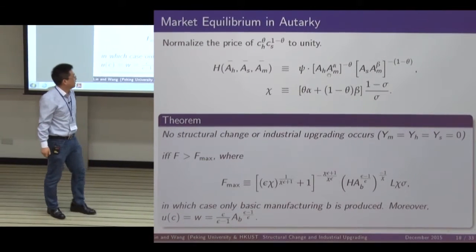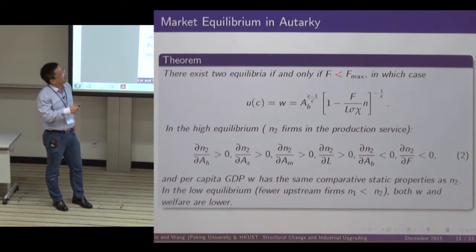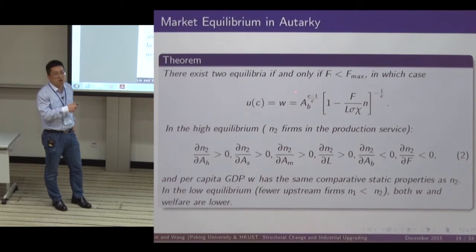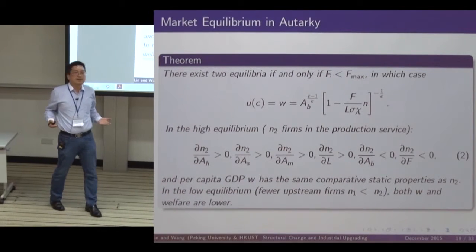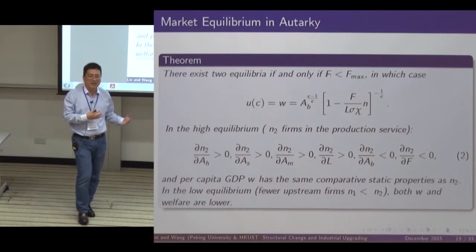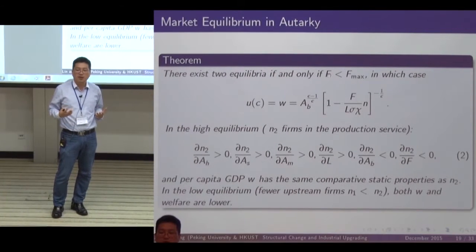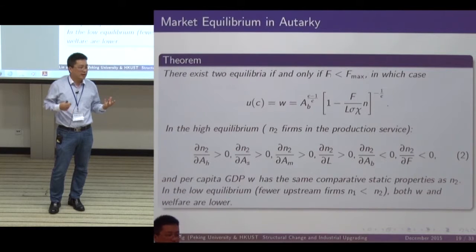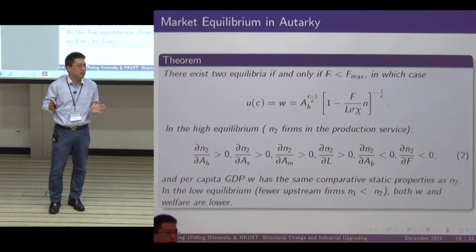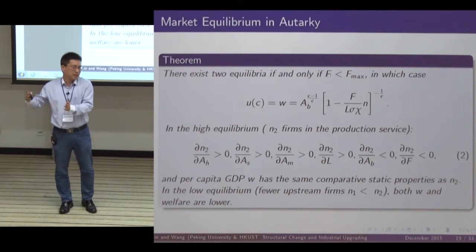What's more interesting is that suppose the entry cost to the production service is sufficiently low, then you're going to see multiple market equilibria, a high market equilibrium and a low market equilibrium. The reason we want to construct a model with multiple equilibria is that we hope the model can yield the result that in some cases you have premature industrial structural change as we compare the low income trap with those who escape the low income trap, and in some cases you might have delayed structural change.